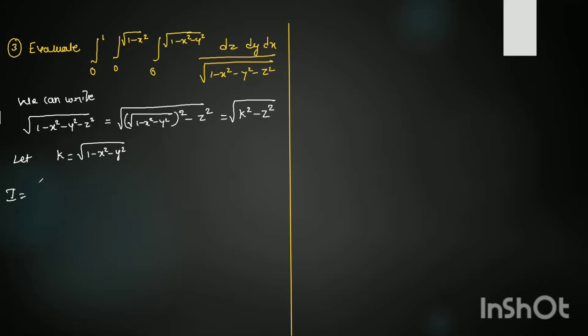So we have I is equal to the integral of 0 to 1, and 0 to square root of 1 minus x square. And what are these variables? You tell me. What will be the first variable? Z. Second one, Y, and X. Right. X is equal to 0 to 1, Y is equal to 0 to square root of 1 minus x square, and Z is equal to 0 to k. Now it won't be square root of 1 minus x square minus y square because we have taken the substitution. It has k. And remaining is dz divided by square root of k square minus z square.